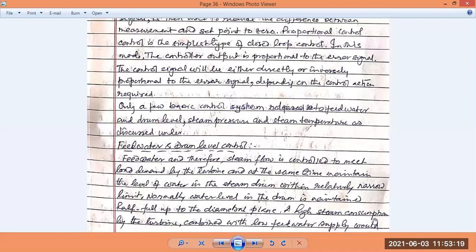So what we are doing, as per the load demand of the turbine, steam flow is controlled, as per the load design of the turbine. And at the same time, you have to maintain the level of water in the steam drum within a relatively narrow limit.